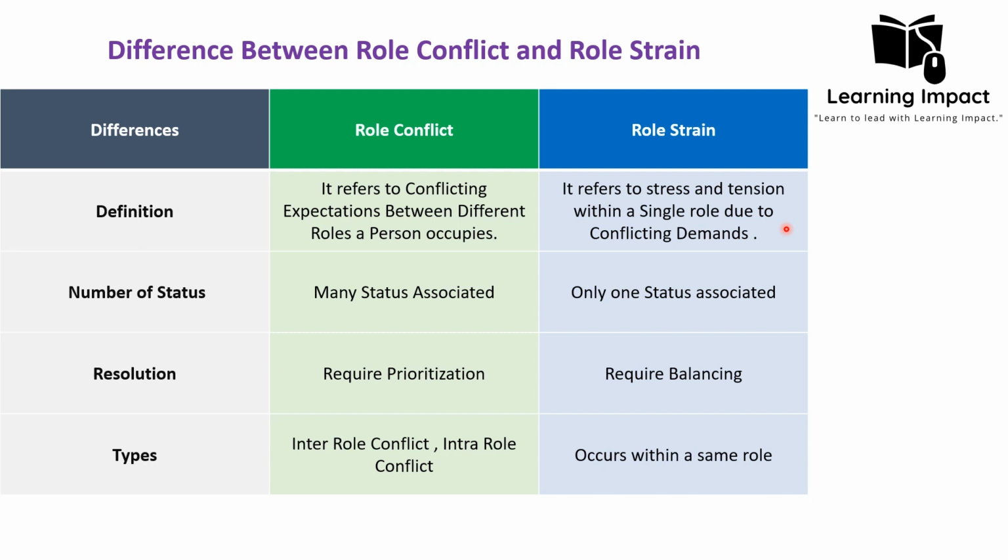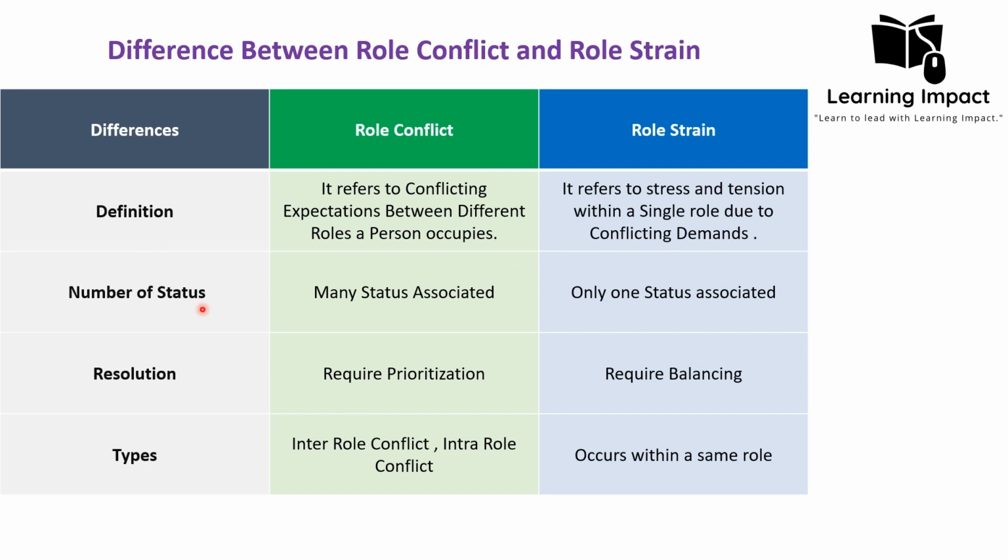This leads to role strain because in this case, as he has only one status, he has only a single role, but within that single role there are sub-roles. That leads to conflicting demands. He will not be able to manage the time to give to all these roles associated with the single status. So it leads to stress and tension.